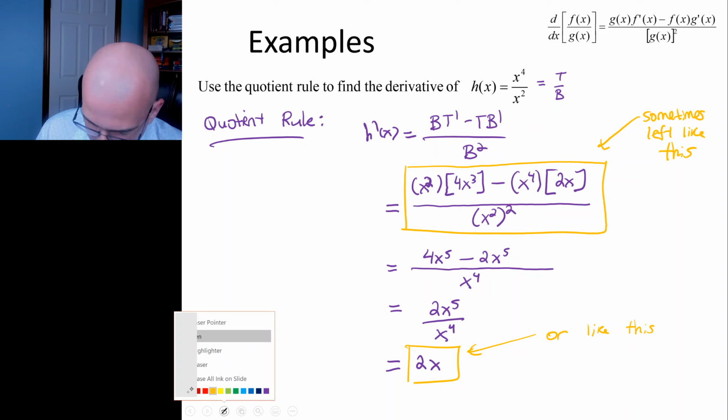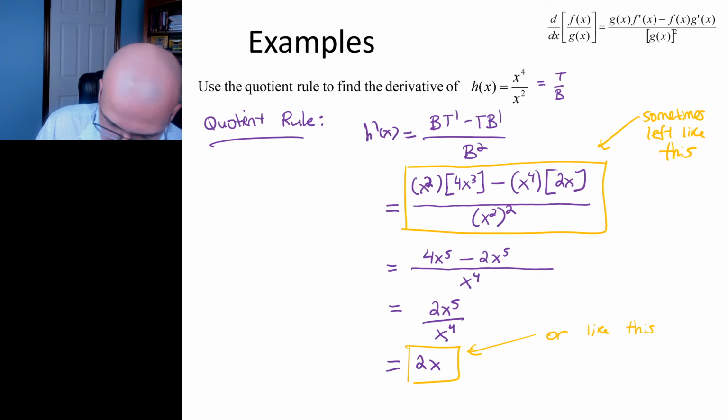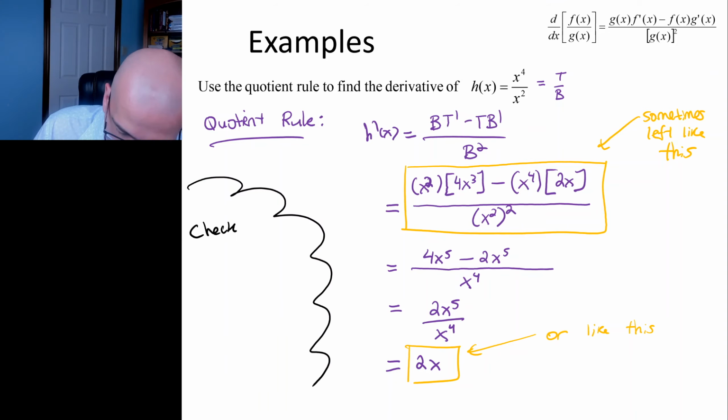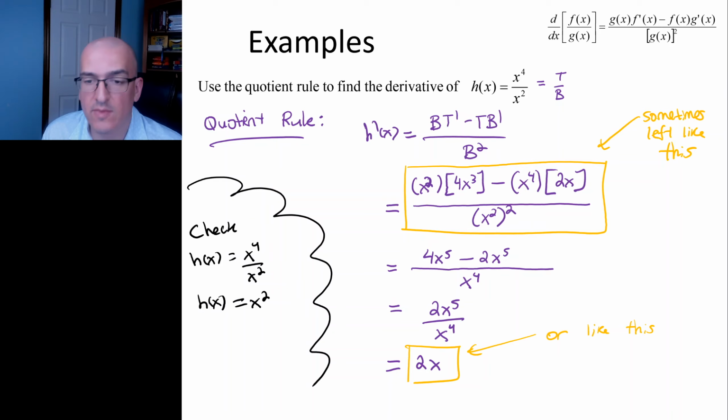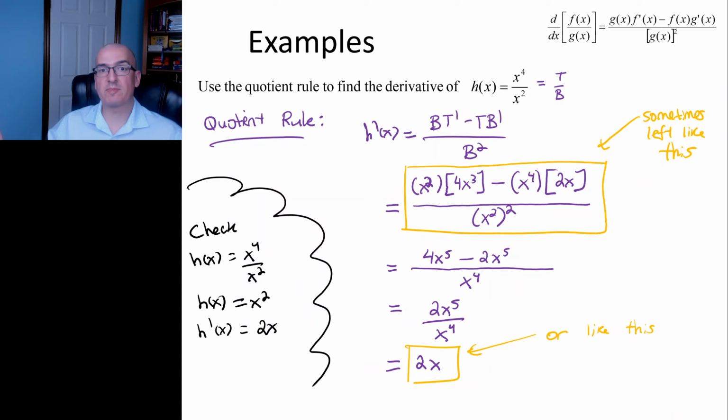Okay, let's check, because it's so easy to check this one. H of x is equal to x to the 4 over x squared, which is just equal to x squared. The powers cancel, the powers subtract. Now we'll take the derivative. H prime of x equals 2x. Hey, it matches. Not a proof. I could have just cooked up an example that this formula just happens to work for, but at least it's consistent.